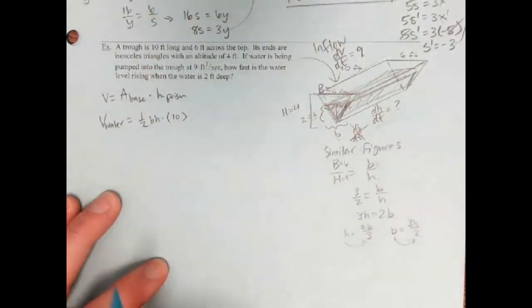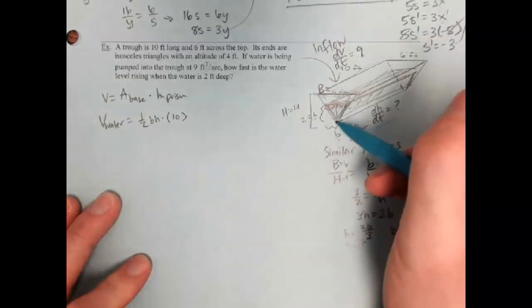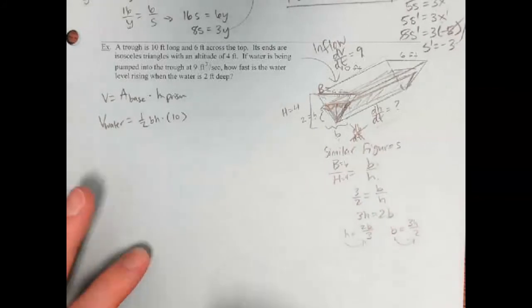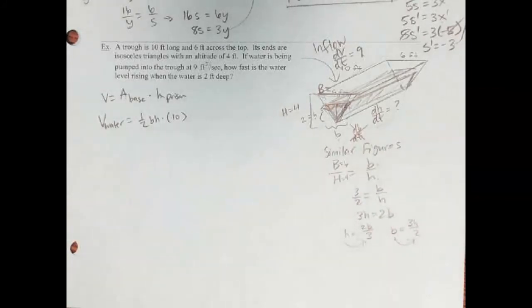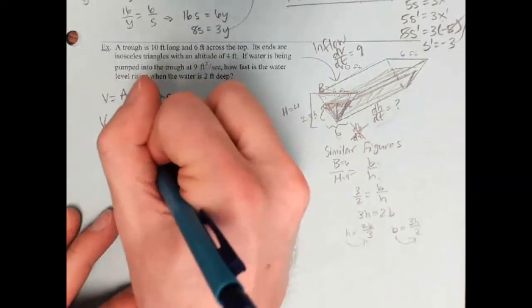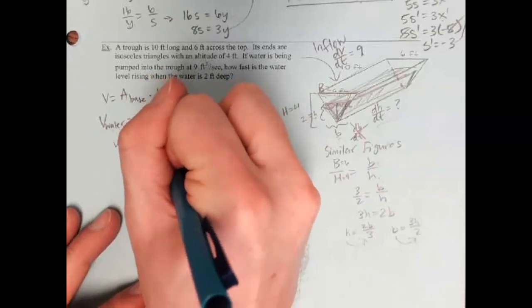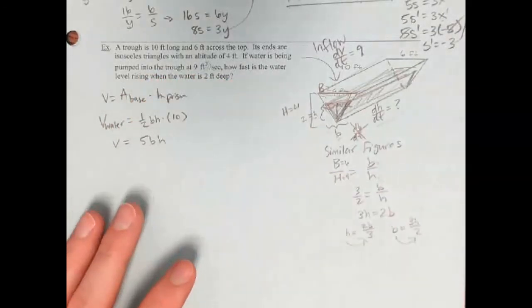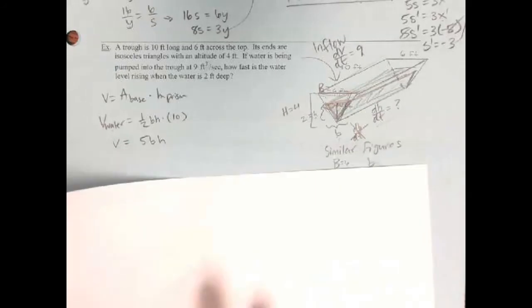So the volume of water, you need the area of the base, so B times H, and then times 10, and then 1/2, obviously. All right, let's simplify it. So the volume is going to be 5BH. Again, if you knew everything about all the variables, you could take the derivative right now.